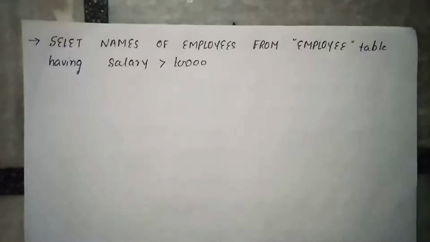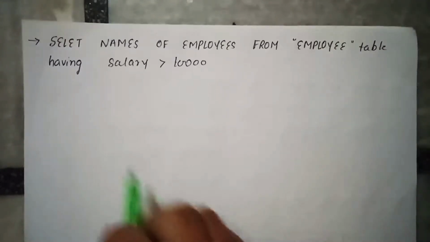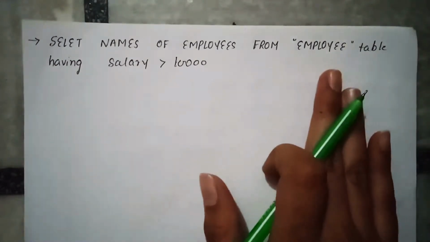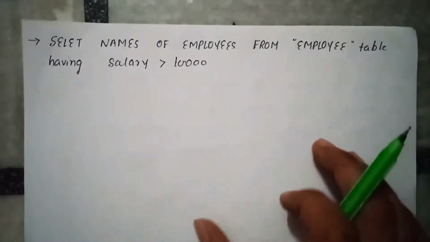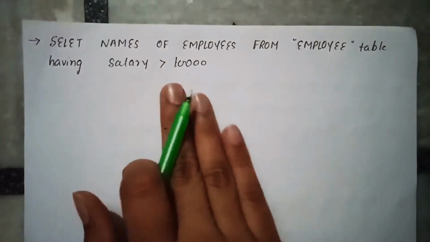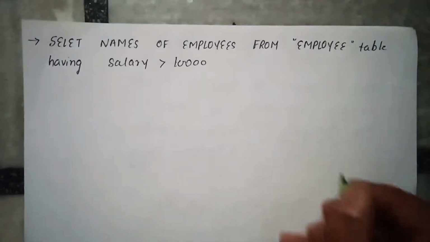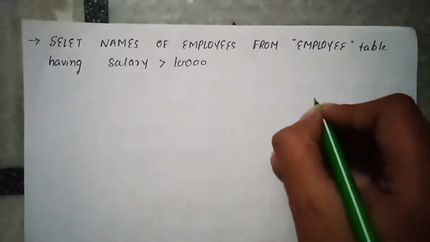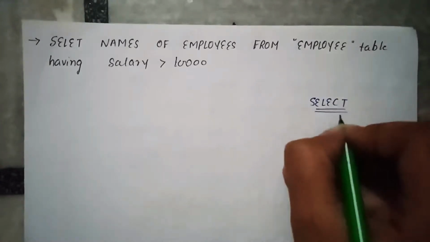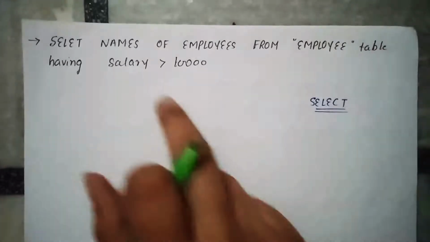Now let's come to our last query over here. What is this last query saying? It is asking to select names of employees from employee, so the table is again the employee table. In this we want to select the names of the employees who have a salary greater than 10,000. So from this query we understand that the command that is going to be used is the select command, which we use to create a query that will fetch the result asked for in this query.